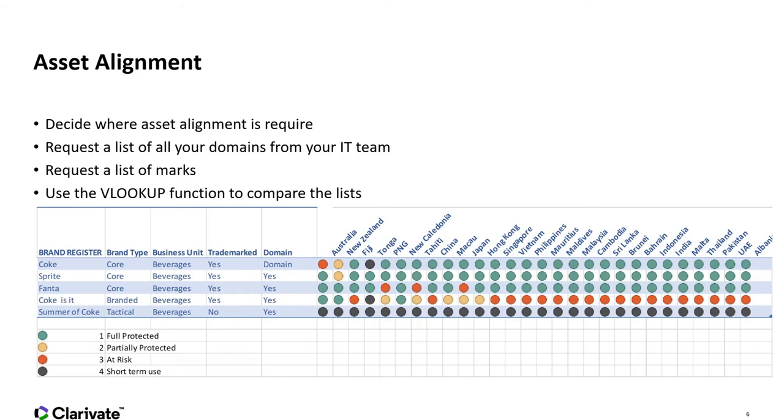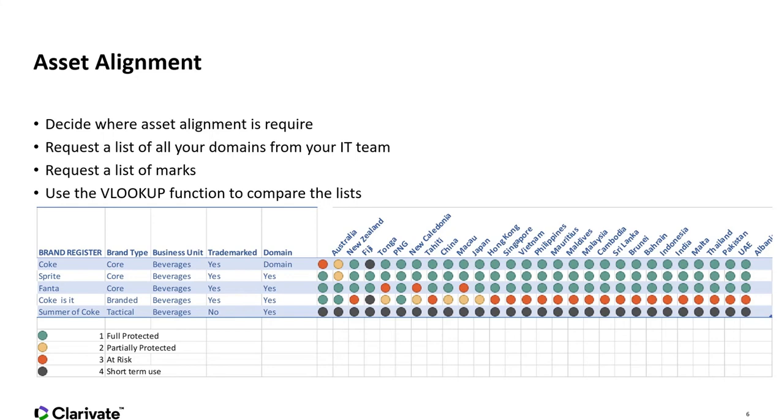I use things like VLOOKUP. You within your organization may have 100 different tools at your disposal to help you do that. Once you do that as well, then you assign your categories. Here I've got fully protected, partially protected, at risk, and short-term use as my traffic light system. You might add multiple, but I think more than 4 would be too much, because then it just gets too confusing. And what you'd want to see, in theory, is where it makes sense, green lights all the way across.